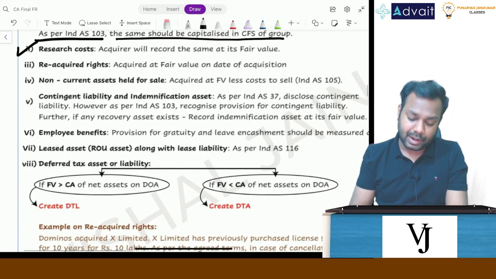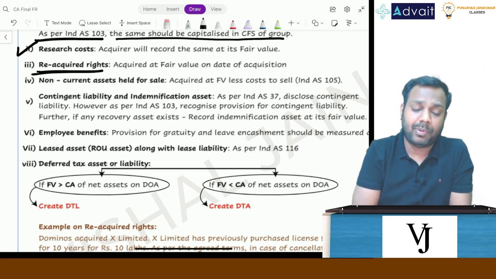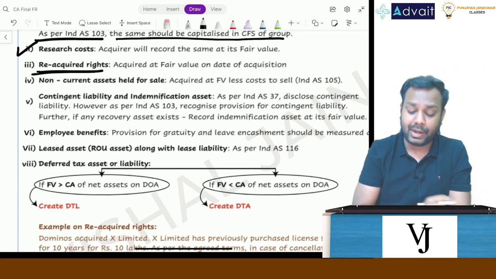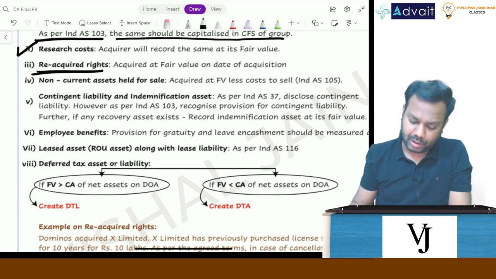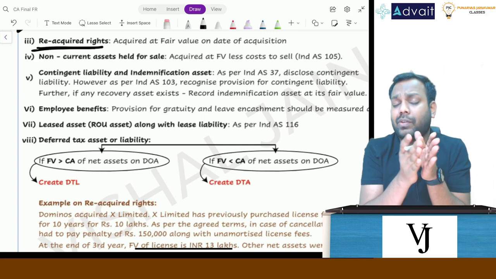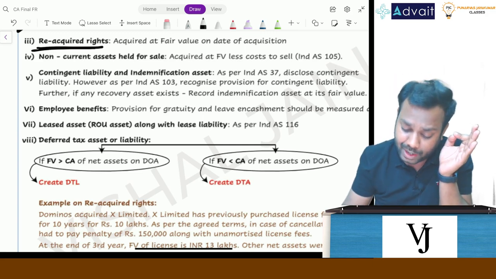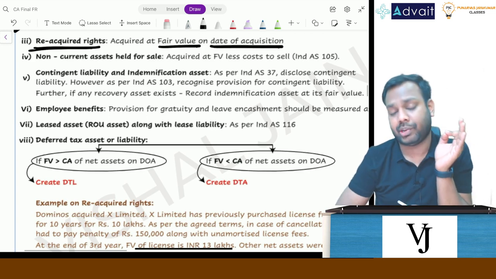Now, reacquired rights. I believe all of us know the meaning of reacquired rights because we have already discussed it today itself, right? Now, it says that whenever you have reacquired rights, you have to record them at fair value on the date of acquisition.